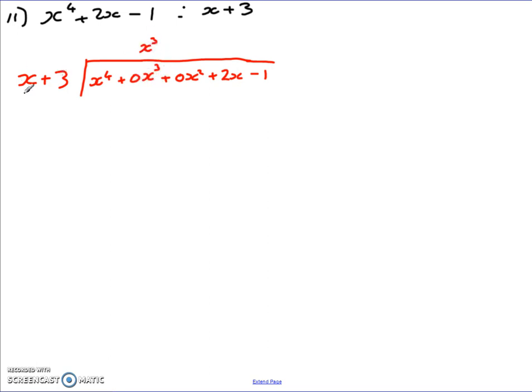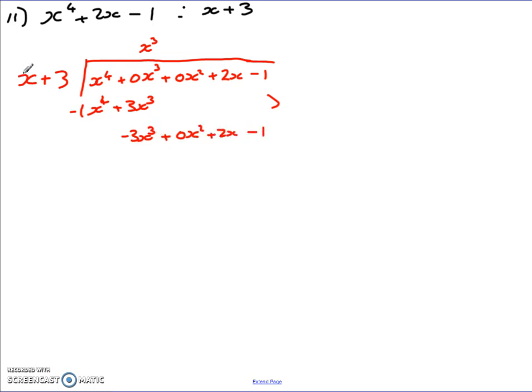We then take this and multiply the whole thing here by it. So we do x plus 3 times x cubed, so that gives me x to the power of 4 plus 3x cubed. And I then subtract it from each. So x to the 4 take away x to the 4 is nothing. 0x cubed take away 3x cubed, it's minus 3x cubed, and then we fill in the gaps along. So I've got nothing here. Again, if it helps, you can keep that as plus 0x squared. We then got plus 2x minus 1.